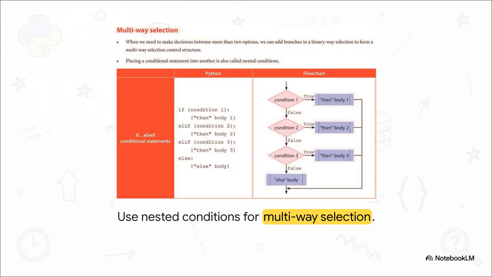But what if we need more than two options? I mean, real-world logic is rarely just a simple yes or no, right? For that, we use a multi-way selection structure by nesting our conditions. We start with an if, and then we can chain multiple elif, which is just Python shorthand for else if, statements together. The program checks condition 1. If that's false, it drops down to condition 2. If that's false, down to condition 3, literally cascading down the flowchart until it finally finds a condition that evaluates to true or until it hits a final catch-all else statement at the very bottom.